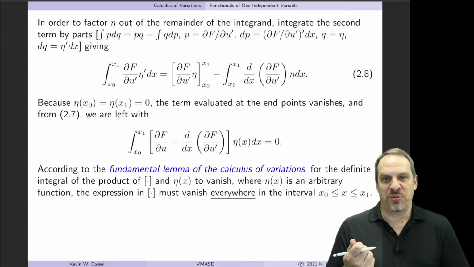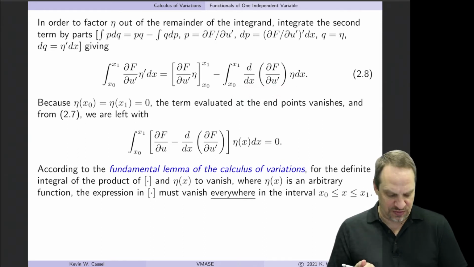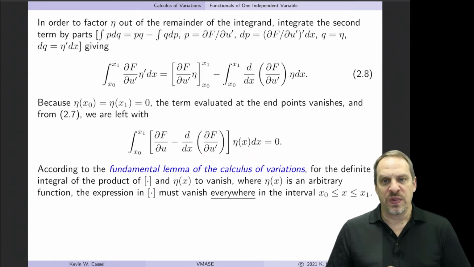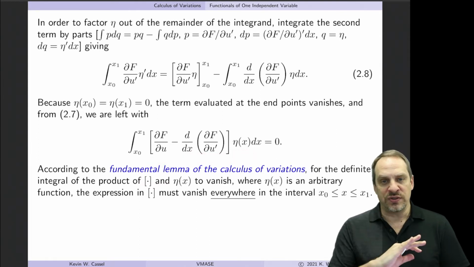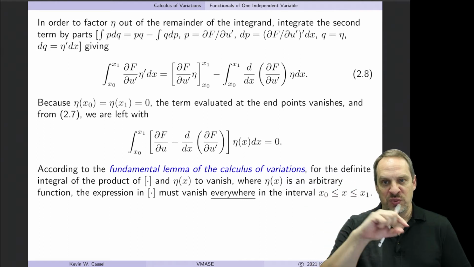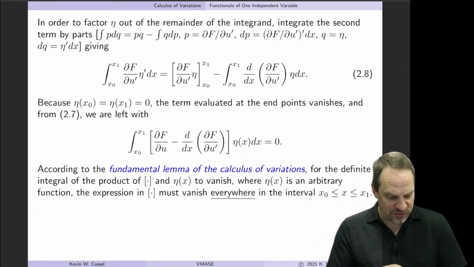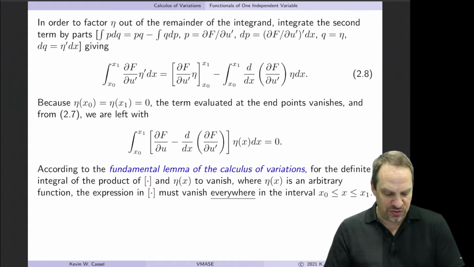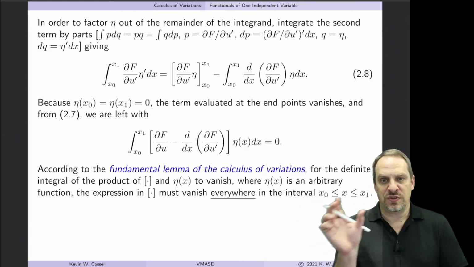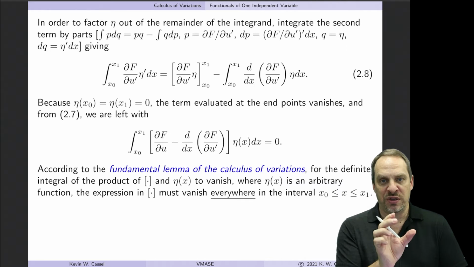Now this is where the fundamental lemma of the calculus of variations comes in. What we have is the integral of the product of two things. The first is in square brackets, and the second is eta. Eta is just a function, and it's completely arbitrary. It's the difference between the u and the u hat functions. So the idea is as follows. We have a definite integral of the product of two things. One of those two things is completely arbitrary.